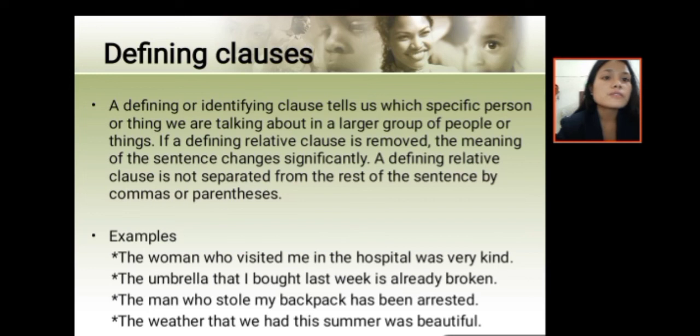For example, the woman who visited me in the hospital was very kind. The second, the umbrella that I bought last week is already broken. The third, the man who stole my big bag has been arrested. And the fourth, the weather that we had this summer was beautiful.